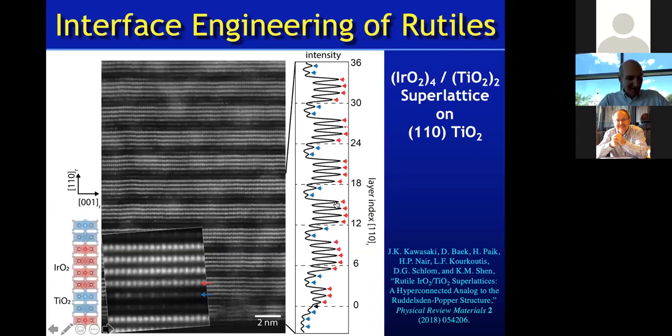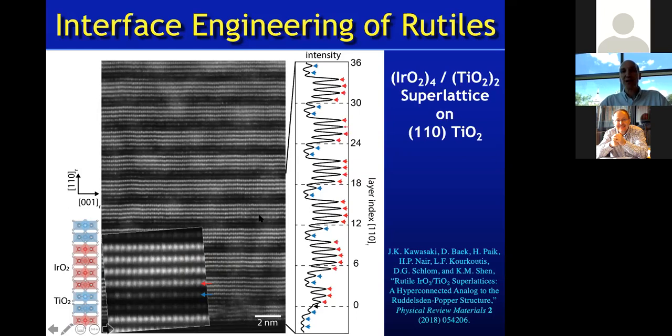I wanted to say that the same idea of making superlattices also works in non-perovskite systems. Here's an example of a superlattice in rutile. This is a titanium oxide substrate with an iridium oxide, titanium oxide superlattice on top of it. You can clearly see the iridium oxide. That's the bright high-Z material.